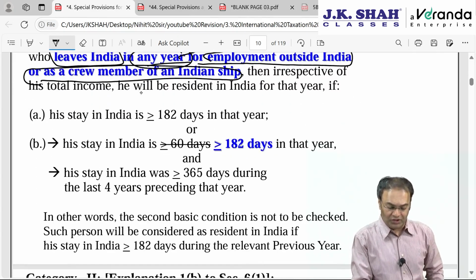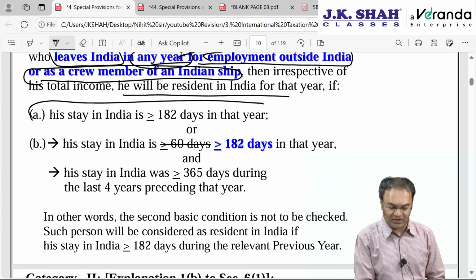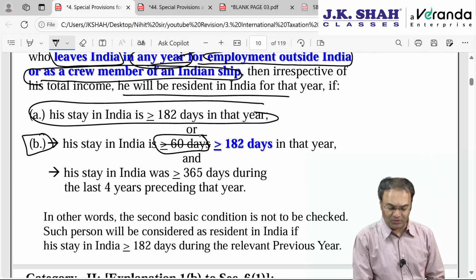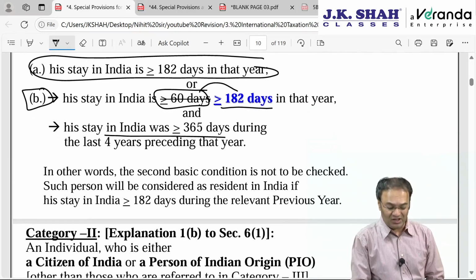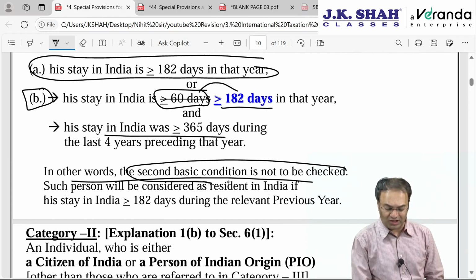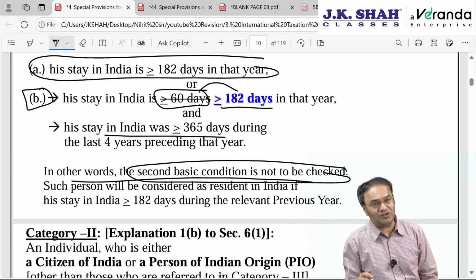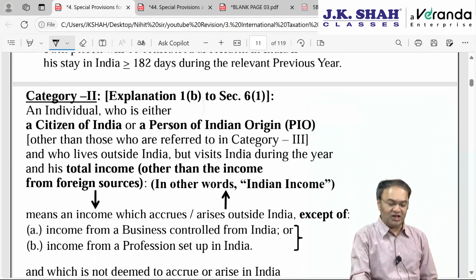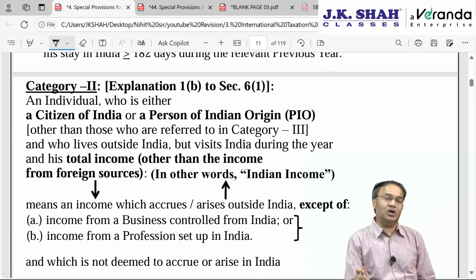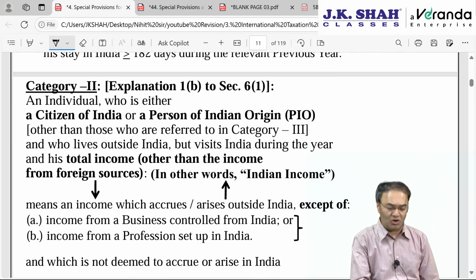What to do? Then he will be resident in India if he satisfies the first basic condition as it is. In the second, part A, 60 days is to be replaced by 182 days, and 365 days will remain intact. Simply, the second basic condition is not to be checked. He will be resident if he fulfills the first basic condition. Second exception, I call it category 2. It is governed by explanation 1 clause B to section 6 clause 1.